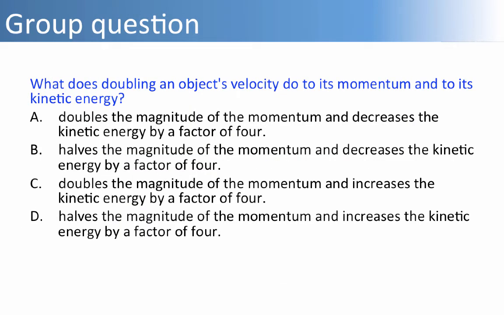Let's just take a quick look at what happens when we double the velocity of an object, remembering that the momentum is equal to mv. If we double the velocity, then the momentum will double. So we know it must be either answer A or C. And if we double the velocity, the kinetic energy is proportional to v squared. So the kinetic energy will increase by a factor of 4, and our answer is C.